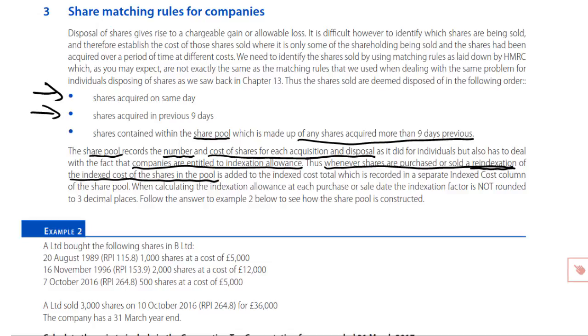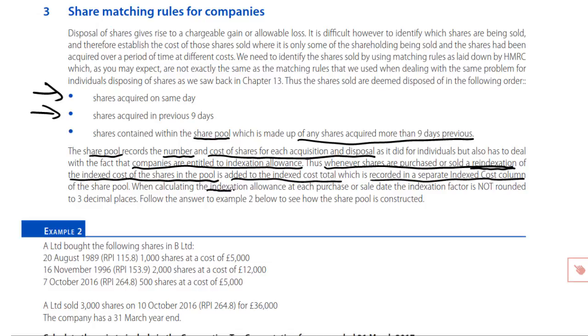Any re-indexation we now compute would be added to the index cost total, which is recorded in a separate index cost column. So we're now going to run 3 columns in this share pool: number of shares, cost of shares, and index cost.